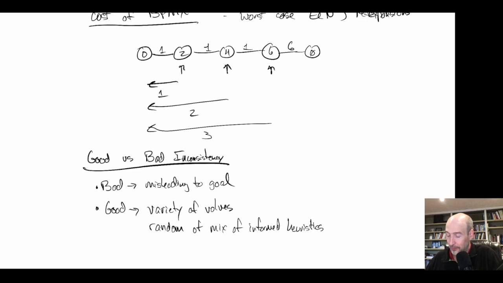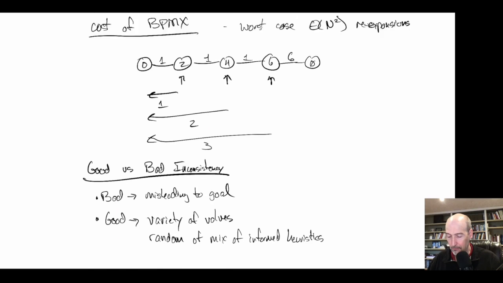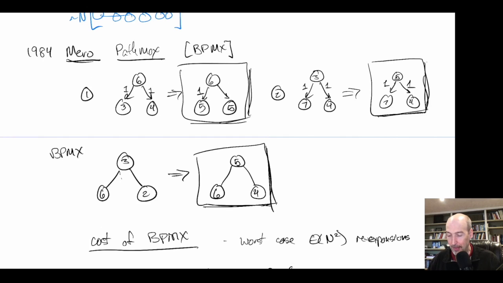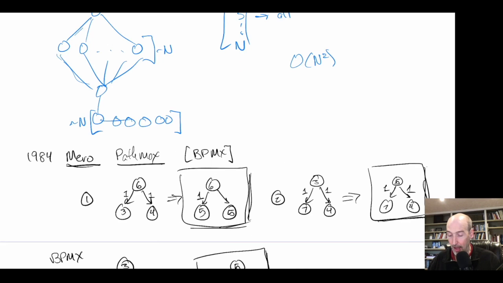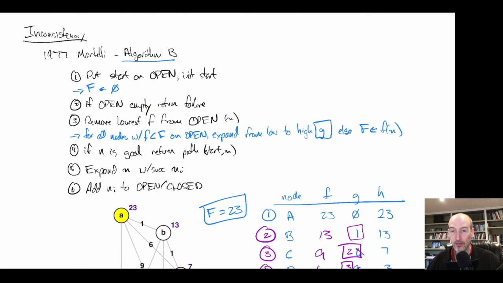Assuming the problem is growing exponentially, we can get an exponential reduction in node expansions. So this is nice, but even with BPMX and algorithm B, it still only got us down to this n squared. What we'd like is to get down to something better than that, and we're going to be doing that in the next lectures.